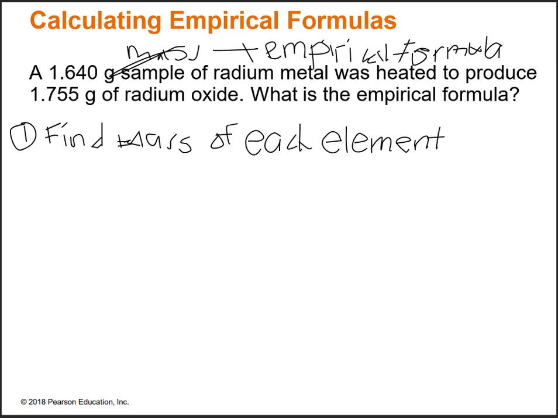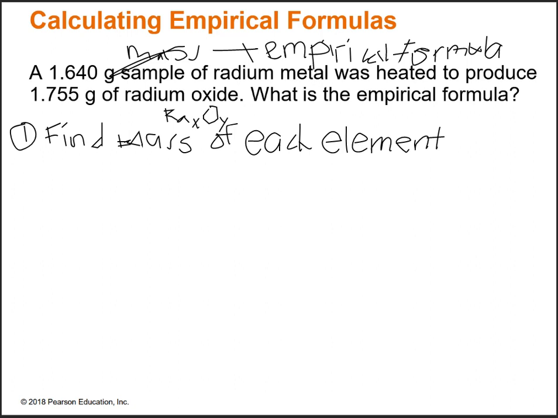Okay, so we have a sample of radium metal and we have a sample of radium oxide. Radium oxide means that we have some kind of radium with some kind of subscript and an oxygen with some kind of subscript. We don't know what the empirical or the molecular formula is, but we know that it's got radium and it's got oxygen. So you're going to need to remember your naming from chapter 6 for the rest of the semester, because you're going to see names of compounds.